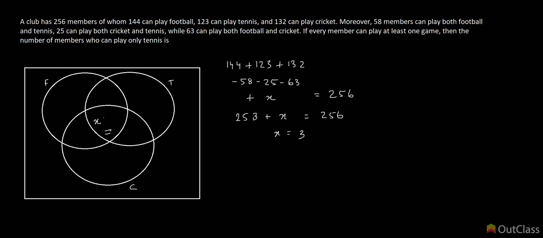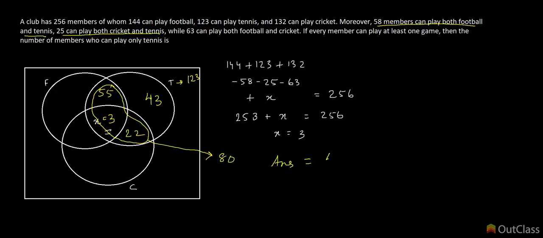Once you get x equal to 3, then you will say people who play football and tennis are 58, of which 55 will be here, and 25 play both cricket and tennis, of which 22 will be here. So this whole section, who are people who play tennis but not tennis alone, is 55 plus 22 plus 3, which is 80, and you had a total of 123 playing tennis. So the remaining 43 should be here, and the answer is 43.